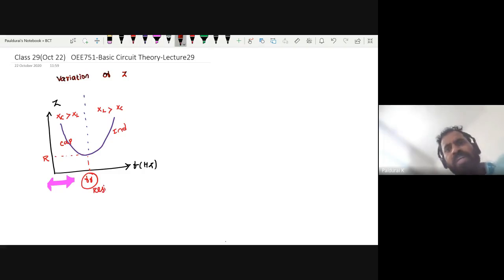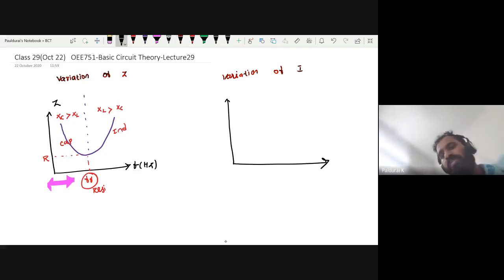Now coming to the variation of I. It's quite important. From Ohm's law, I and impedance are inversely proportional. So at resonance, you will get maximum current because of minimum impedance. If you plot it, you will get a curve like this. At resonance, you are getting maximum current, and this is given simply by applied voltage divided by R.